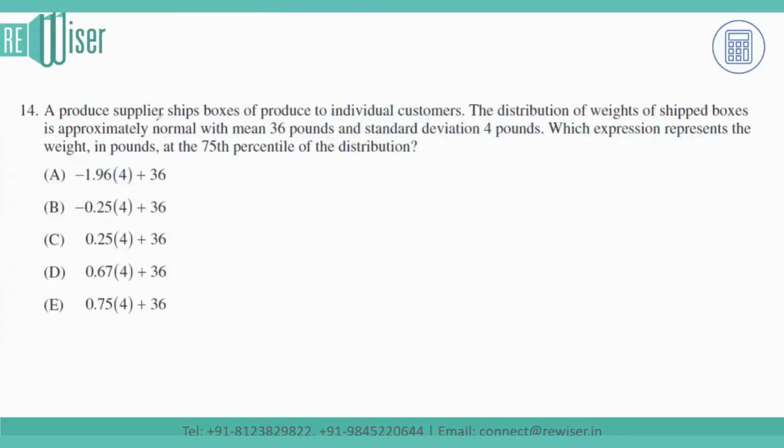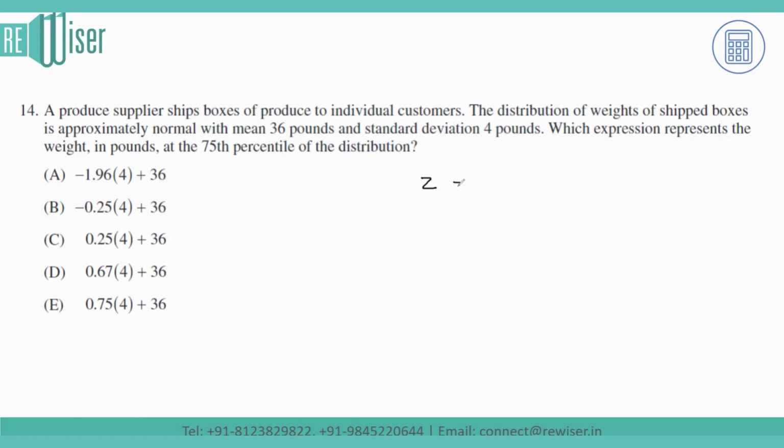Hello students, produce suppliers ship boxes to individual customers. The distribution of weights of shipped boxes is approximately normal with a mean of 36 pounds and a standard deviation of 4 pounds. Which expression represents the weight in pounds of the 75th percentile of the distribution?